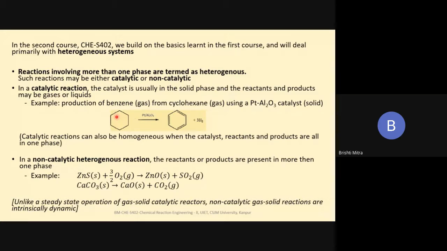Can we have a catalytic homogeneous reaction? Yes, we can. In a catalytic homogeneous reaction, the reactants, the products, and the catalyst must all be in a single phase. This is often seen when we talk about liquid phase reactions. If I have a catalyst which is a liquid, and the reactants and products are also liquids, then it becomes a homogeneous reaction, but it could be a catalytic homogeneous reaction.